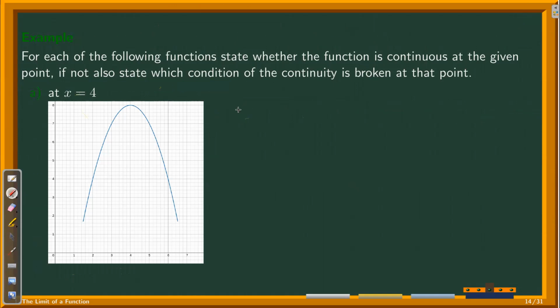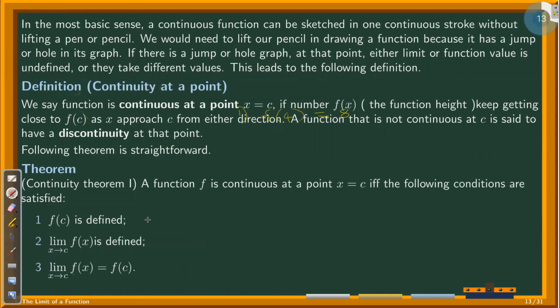First I will check the first condition, f(c), that means f(4). This function f(4) is 8, because it is exactly at the function. So that is the first condition, and here the first condition is fine.